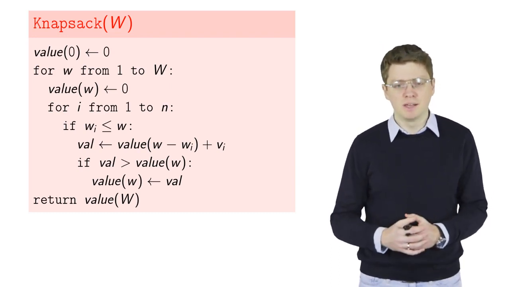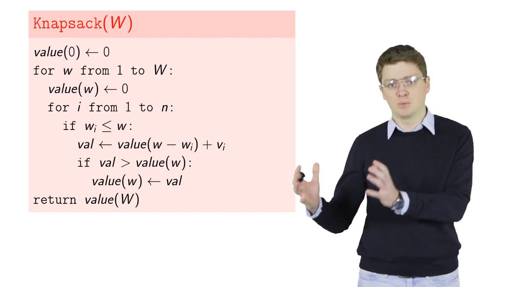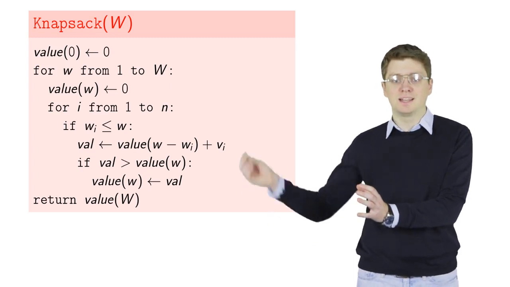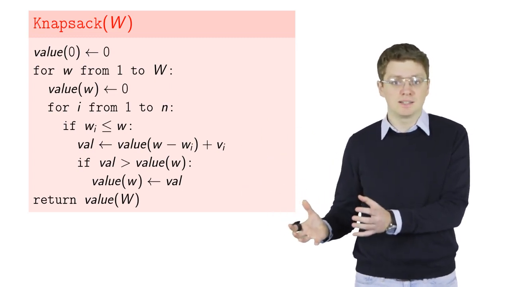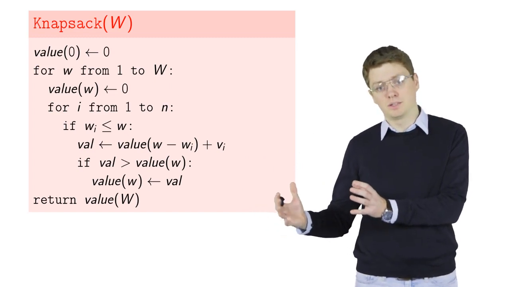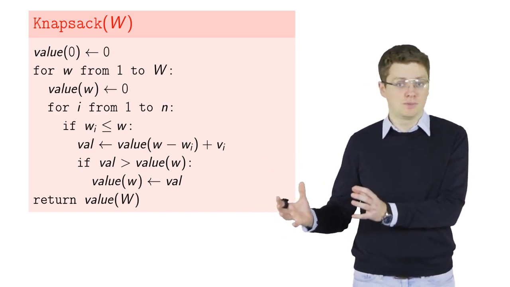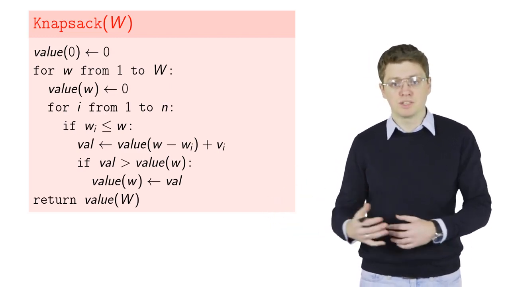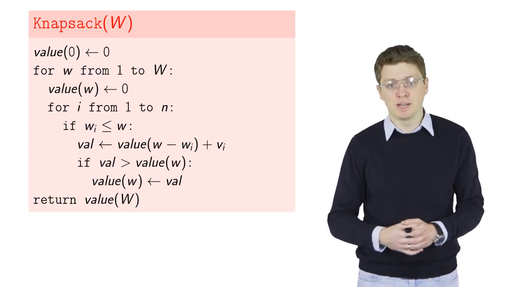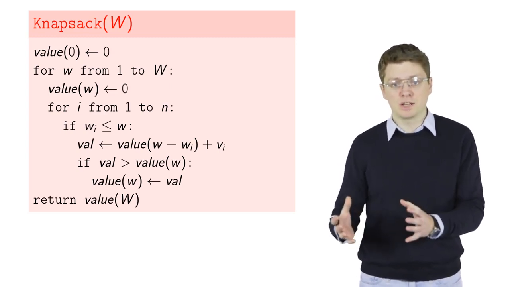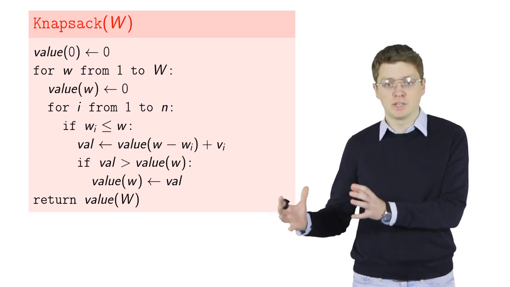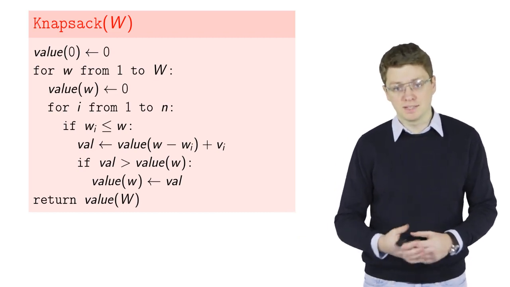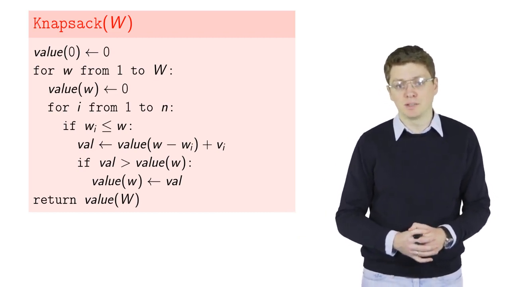And for each such item i, we see what happens if we take an optimal solution for a knapsack of size w minus wi and add item i into it. Clearly, in this case, the total value is value of w minus wi plus vi, and the total weight is at most w. So this is a feasible solution for a knapsack of total weight w. So we check whether the resulting value is larger than what we currently have, and if it is, we update value of w. In the end, we just return value of capital W.